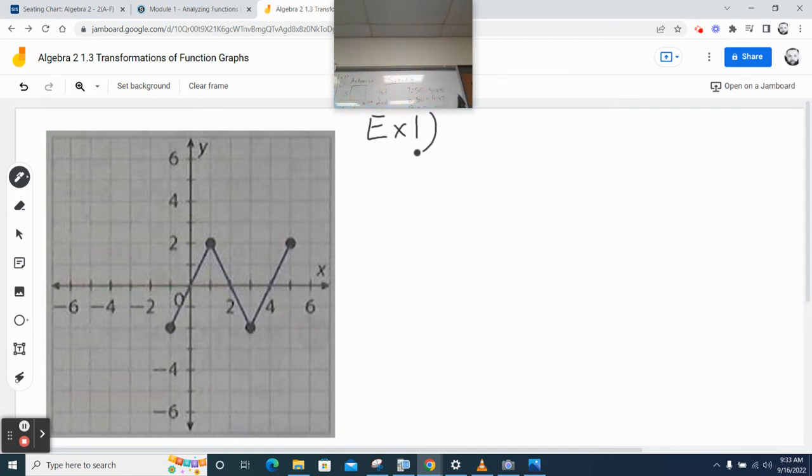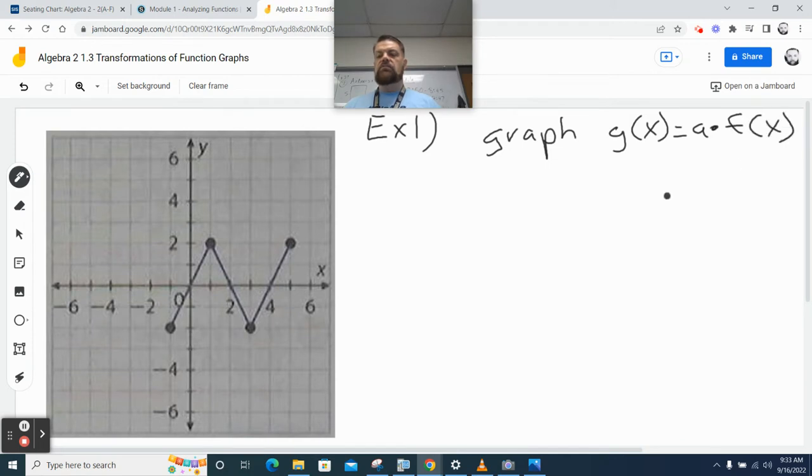And basically in the graph, let me read what it says. It says, first graph, g of x, which equals a of x, where the parameter is a equals 2. So they want us to graph g of x, which is equal to a times the function f of x. Okay. And then they say, well, let's let a equal 2.